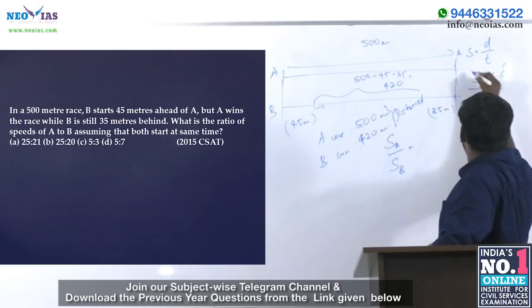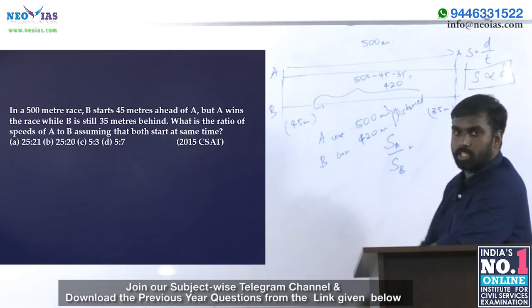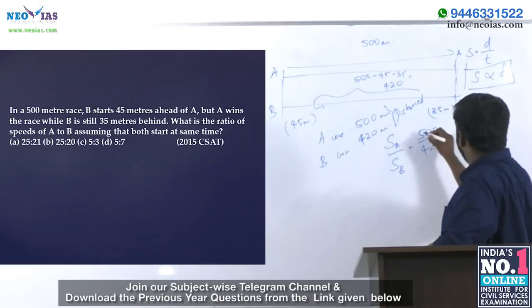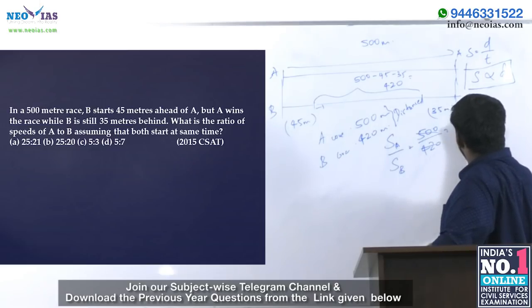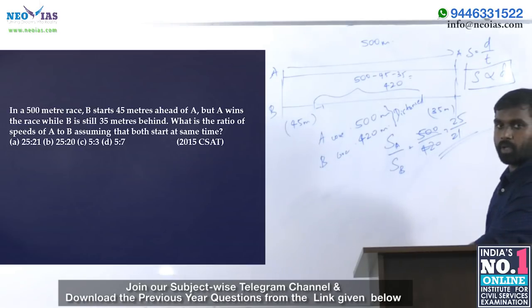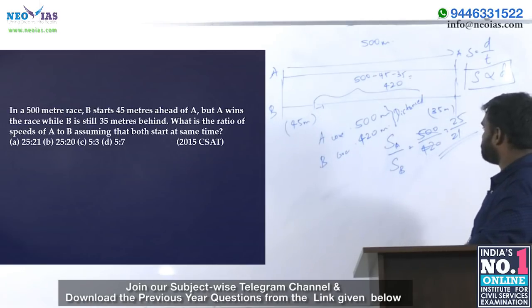Why? They are directly related. So here we can write this is also in the ratio of 500 is to 420. So this becomes 25 is to 21 will be the final case.